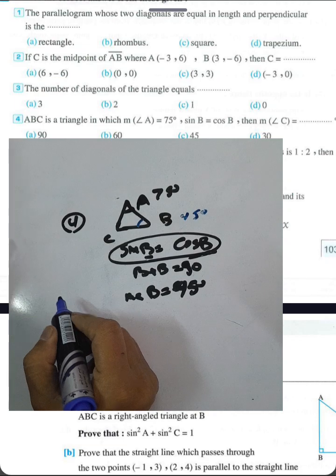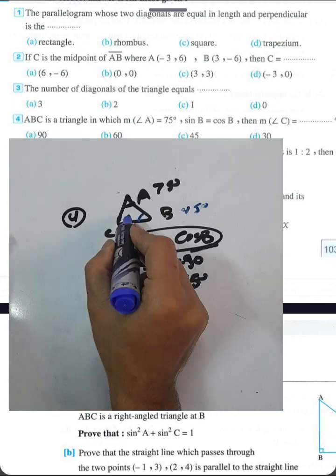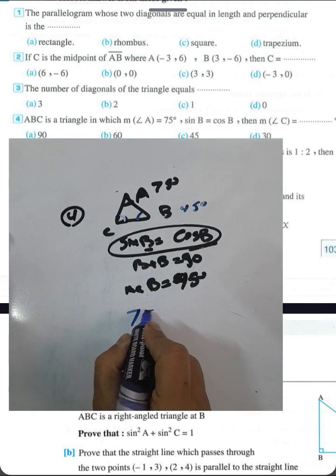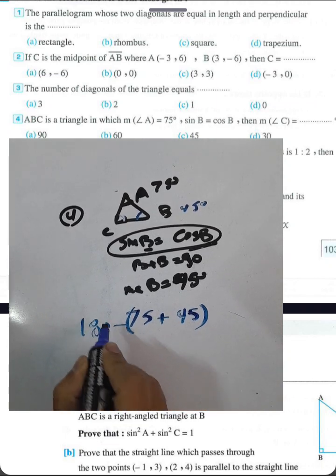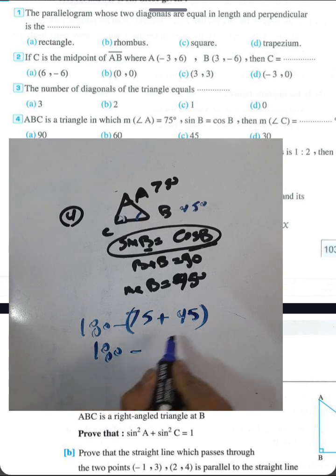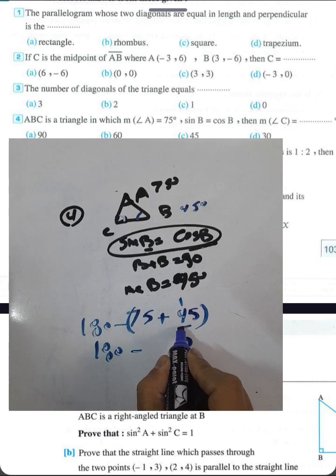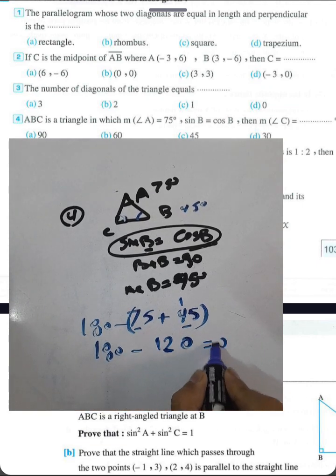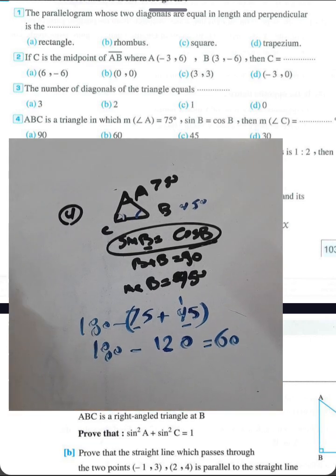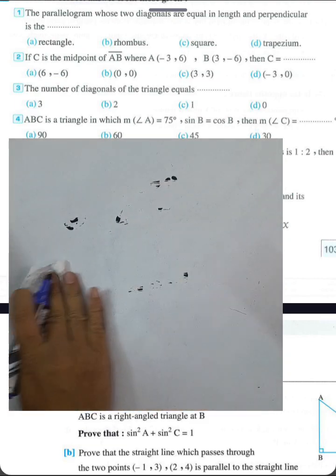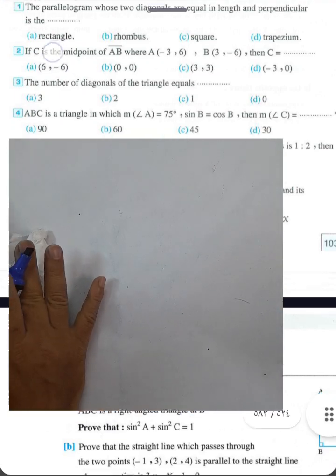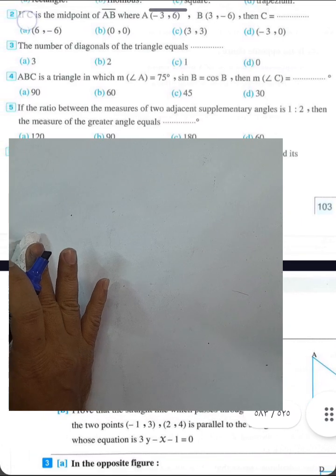Then you can find the angle C by adding 75 and 45, and subtracting the result from 180. 5 plus 5 equals 10, 0 and carry 1. 5 plus 7 equals 12. The difference between them equals 60 degrees. Okay, measure of angle C equals 60. Choose letter B.